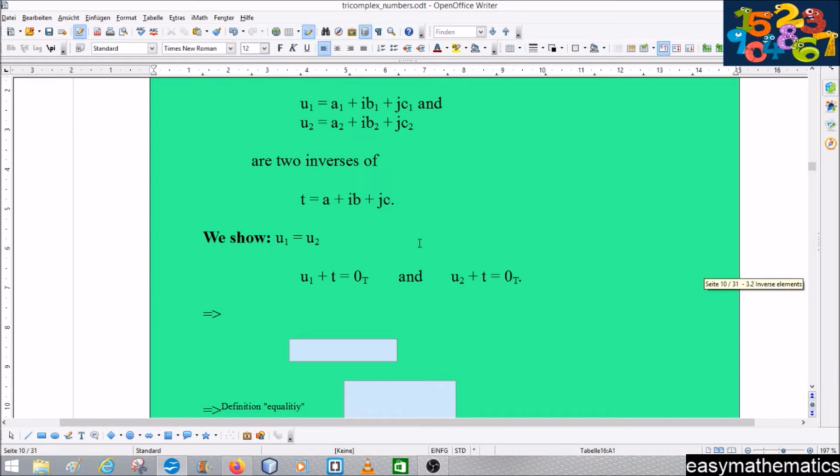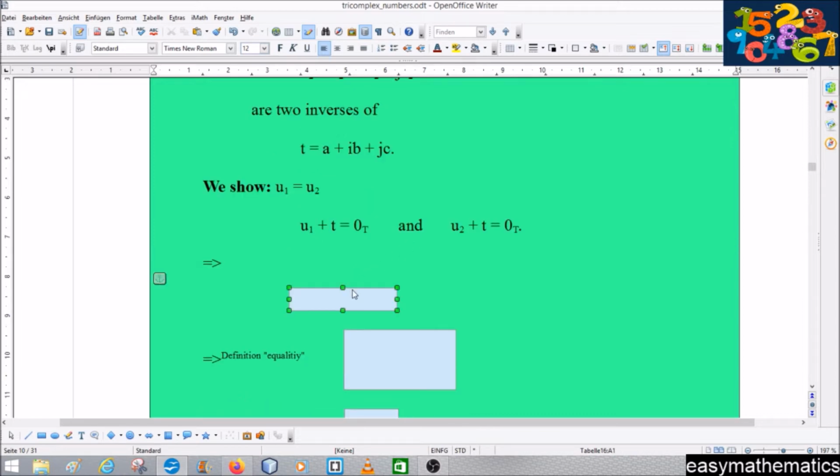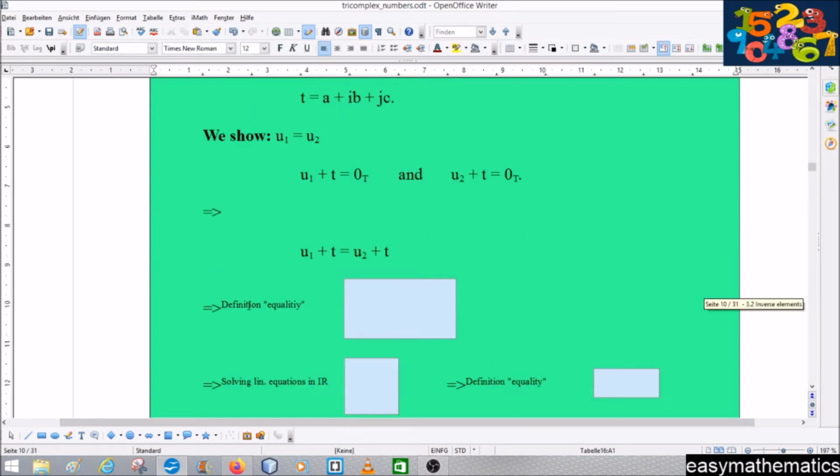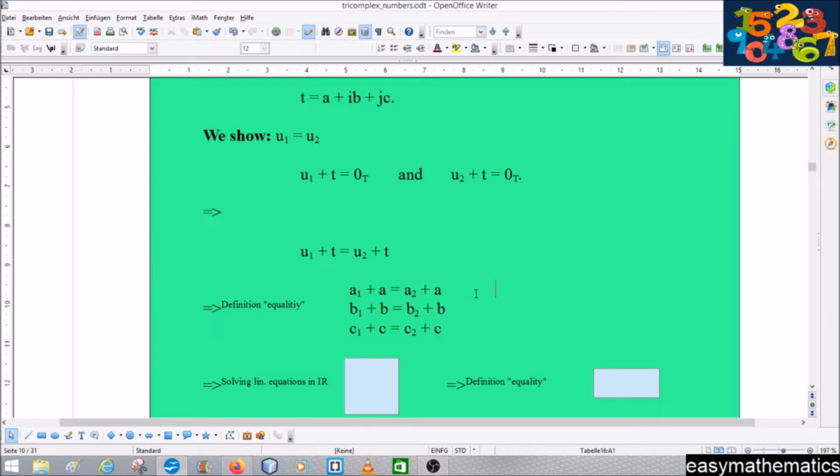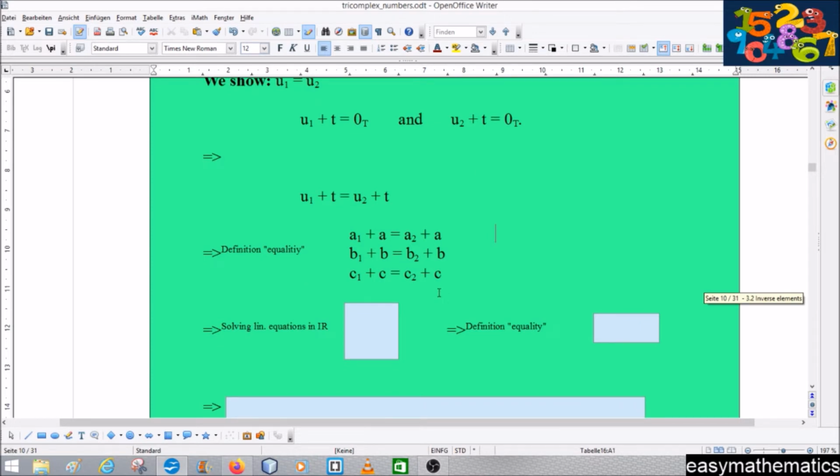Yeah, because u1 and u2 are inverses of t, we know that u1 plus t and u2 plus t is the zero of the three complex numbers. And therefore, we can set them equal: u1 plus t is u2 plus t. And by definition of equality, we know that three complex numbers are equal if each of their components are equal. So we have the three equations: a1 plus a is a2 plus a, b1 plus b is b2 plus b, and c1 plus c is c2 plus c.